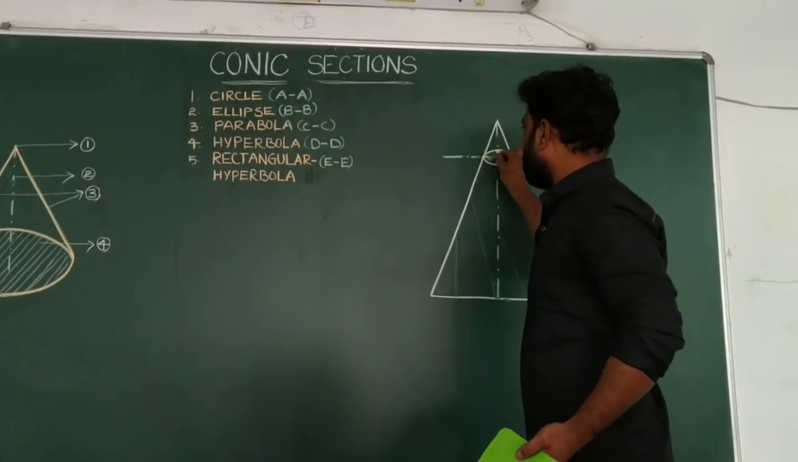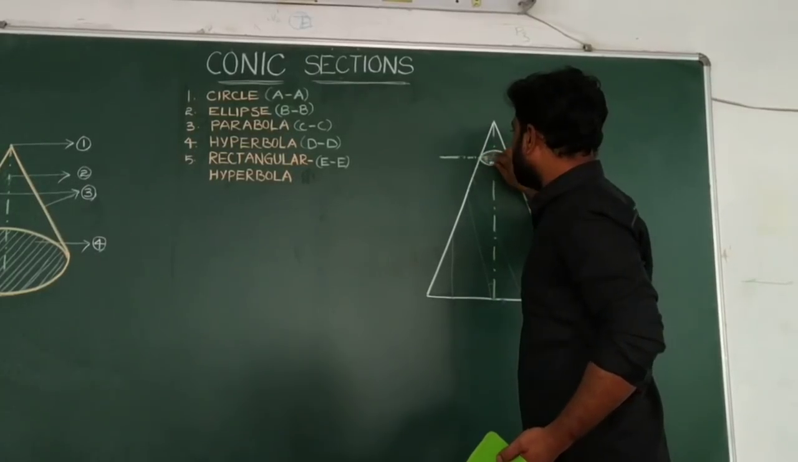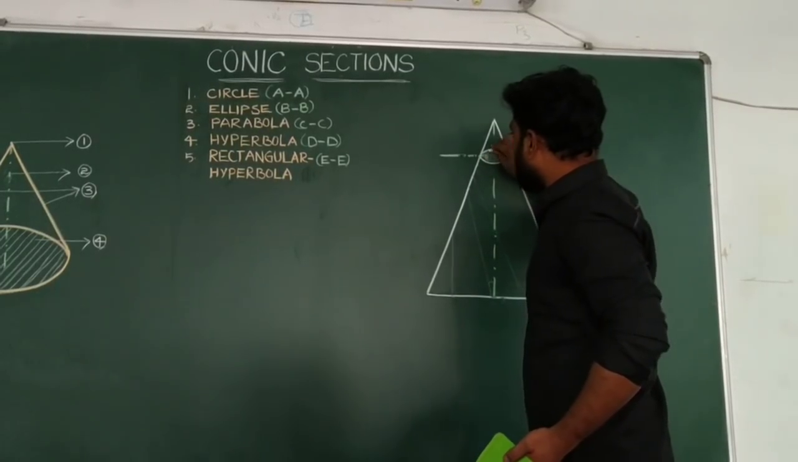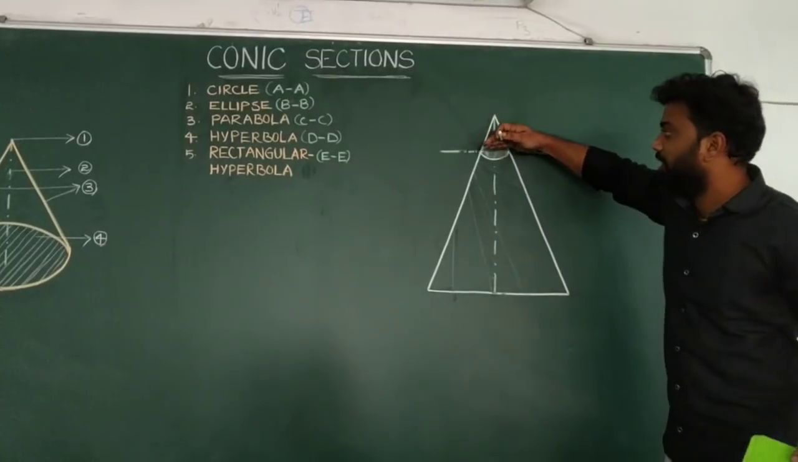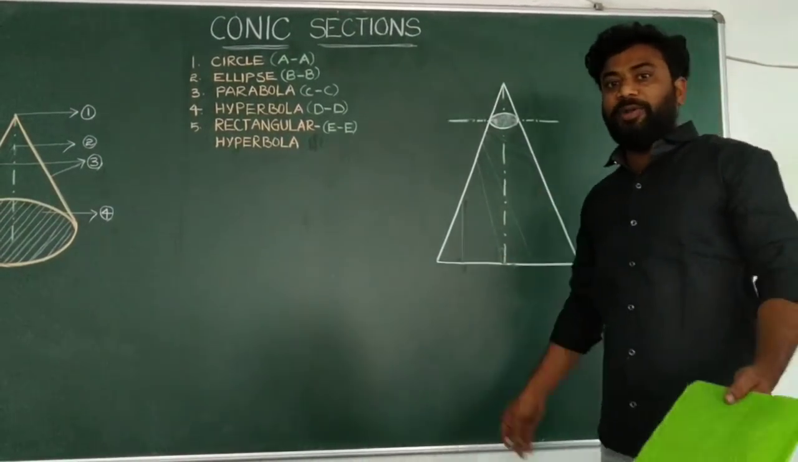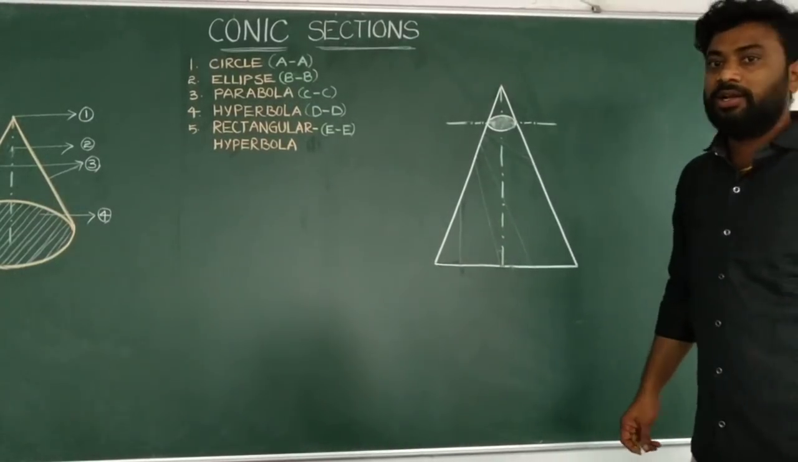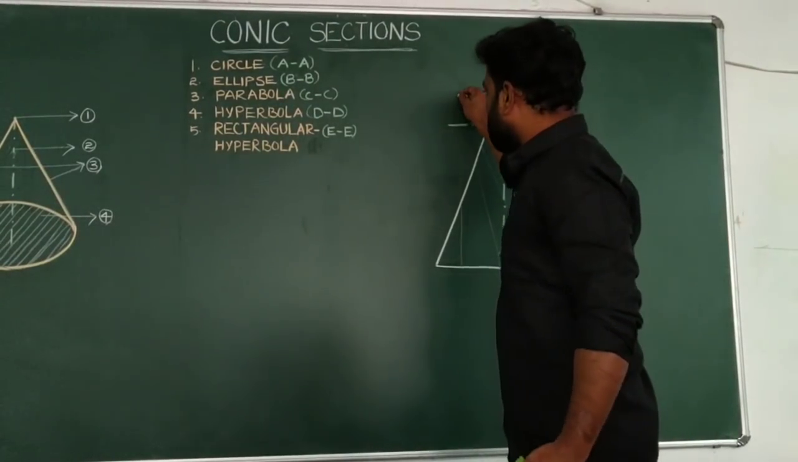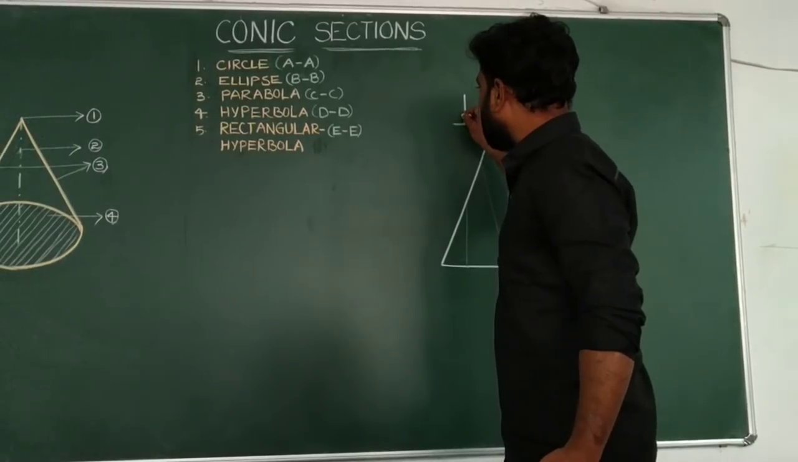Let me show this one by means of shading. So this is the surface obtained after removing this portion, that means after cutting the object. And when it is visible, it is the true shape of the circle. So the observer must see the object in this direction only.